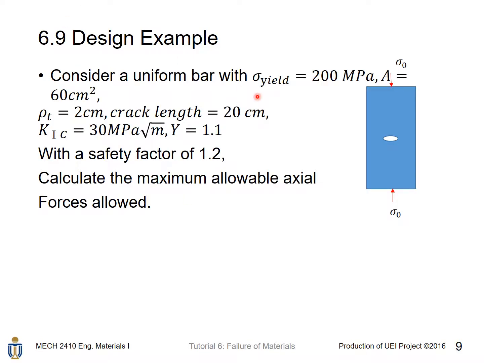Let's consider a uniform bar with yield stress equal to 200 megapascal, cross-sectional area equal to 60 cm square. Rho T, which is the crack tip radius, is equal to 2 cm. Crack length is 20 cm. K1C for this material is 30 megapascal times square root m, and the Y is equal to 1.1. With a designated safety factor of 1.2, calculate the maximum allowable axial force allowed.